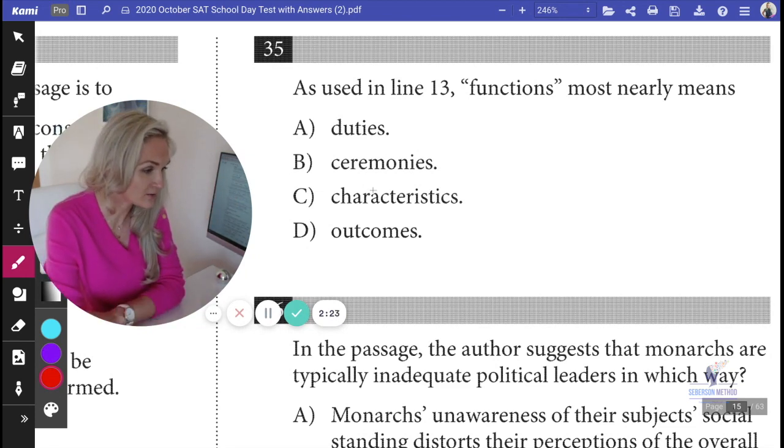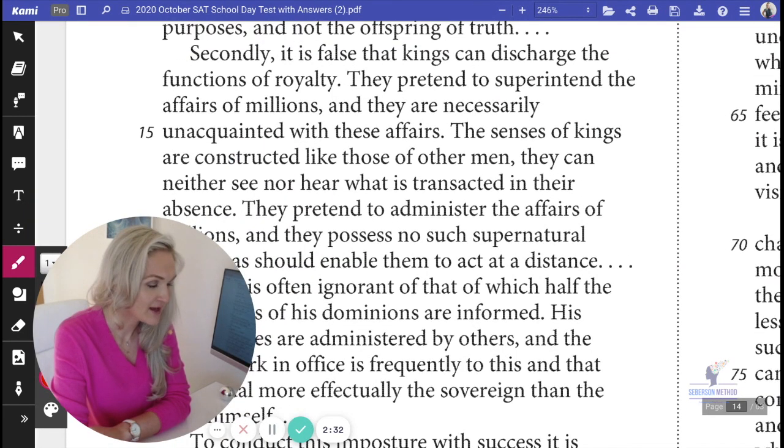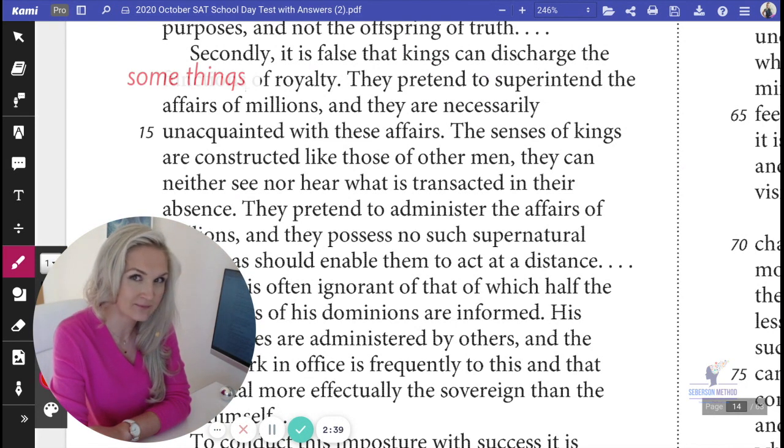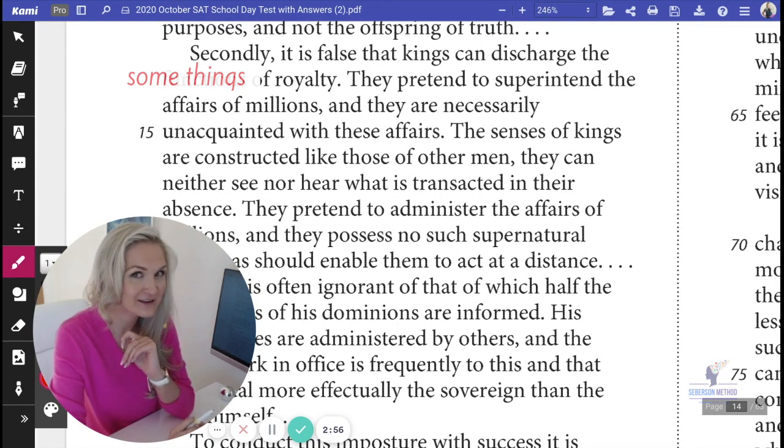We're going to go to line 13 and read. Secondly, it is false that kings can discharge the some things of royalty. Right out of the gate, it's a little bit difficult because we are not clear of what the sentence is actually saying. And another thing that makes it very confusing is that the verb to discharge has 3 distinct meanings.